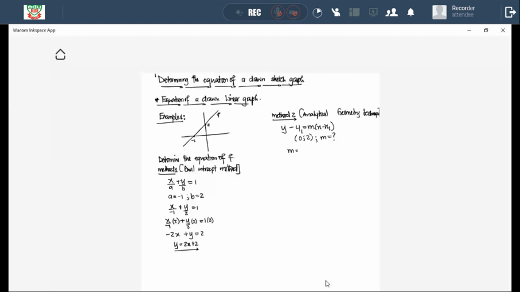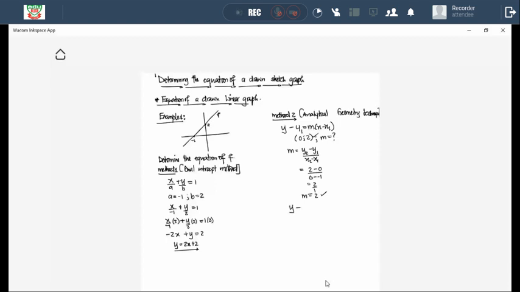Right. Calculating gradient, remember, it is change in y all over the change in x. y2 minus y1 all over x2 minus x1. In this case, that would be 2 minus 0. This will be 0 minus minus 1, which is going to be 2 all over 1. So the gradient is equal to what? 2. I'll then take the gradient and the point where this passes through, insert it into the equation of a straight line.